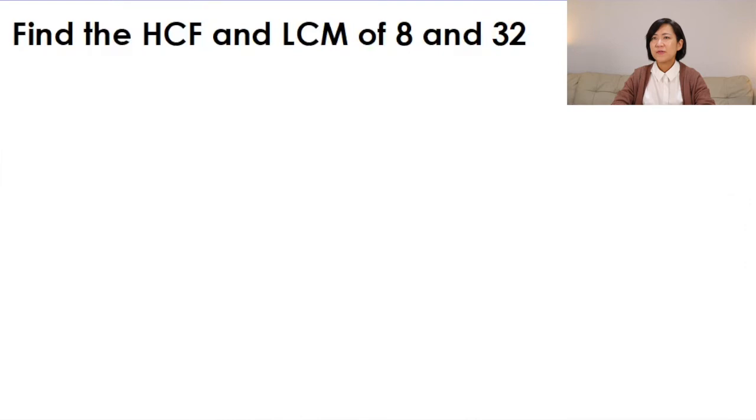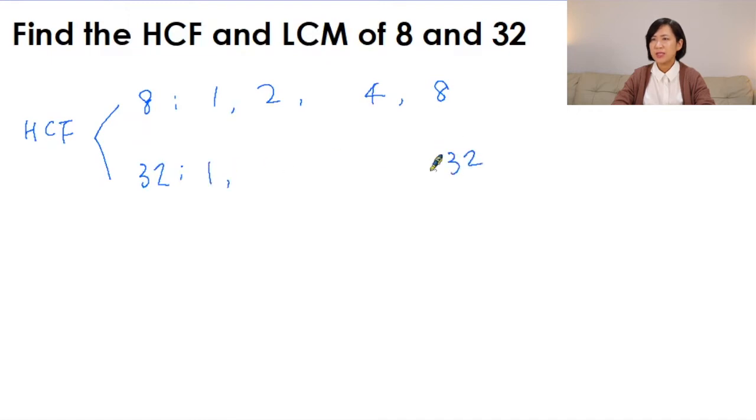Now, let's try to find the HCF and LCM of two numbers. Let's find the highest common factor of 8 and 32. First step, you need to write down all the factors of these two numbers. Think about the numbers that multiply together to make 8: 1 and 8, 2 and 4. I think that's all. Then think about the numbers that multiply together to make 32: 1 and 32, 2 and 16, 3, no, 4 and 8. That's all. So we've got the factors of these two numbers, and we find the common factors. That is 1, 2, 4 and 8. So we can see the highest common factor, HCF, is 8.